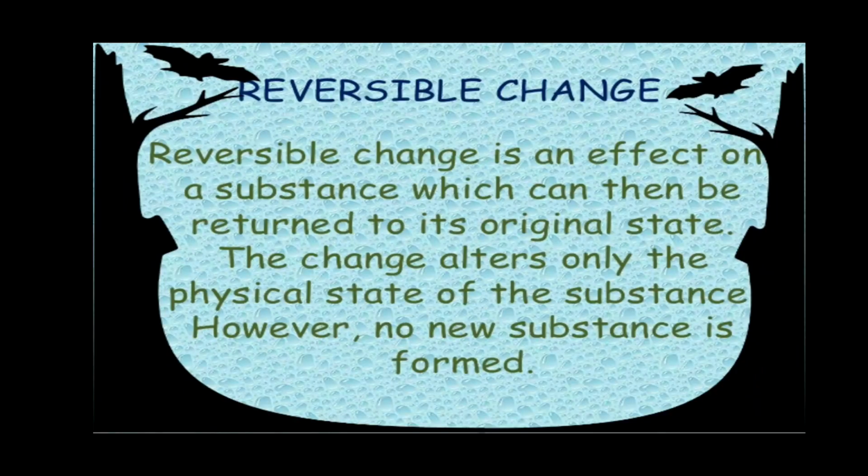Now, the reversible changes. A reversible change is an effect on a substance which can then be returned to its original state. For example, when we melt ice to water, the water can again be frozen to get ice. So, this is a reversible change where the physical state of the substance can alter, but no new substance is formed. Whereas, if we burn a paper, it converts into ash and that cannot be brought back to its original form, so that will be an irreversible change.